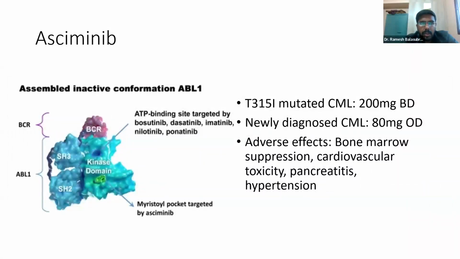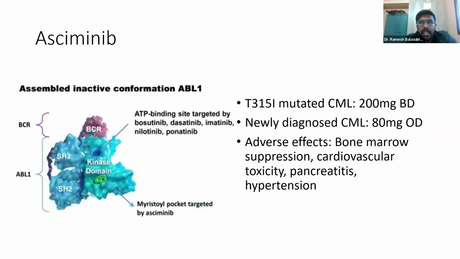Next, the new kid on the block in CML is asciminib. This is not a tyrosine kinase inhibitor. This is a non-tyrosine kinase, a STAMP inhibitor. Its mechanism of action is different from the TKIs. It binds to the myristoyl pocket of ABL1, and it causes it to be in the inactive conformation, so that the mutant protein formation is reduced.